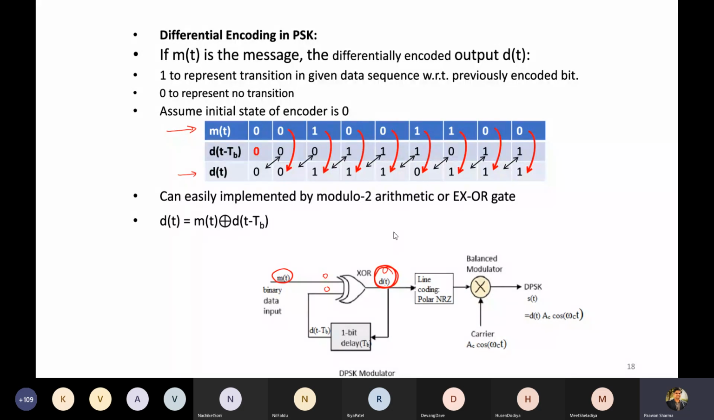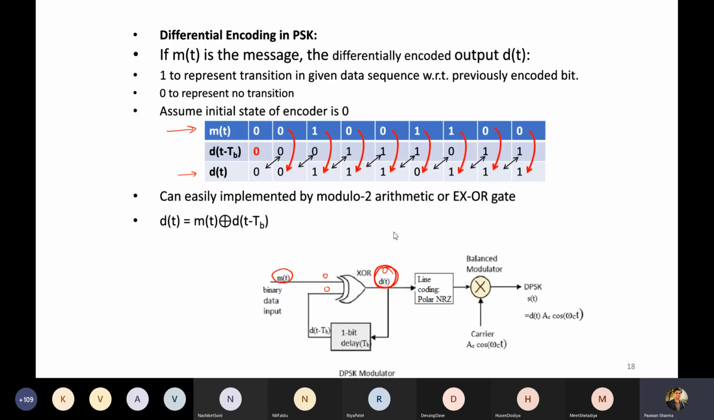Now a bit 1 has come, and according to the definition, my dt, which was earlier 0, now has to change to 1. Okay. Now dt has become 1. Now the next input bit is 0. According to the definition, nothing you have to do, just pass on the same 1, same bit. अगर यहाँ पे 0 होता तो 0 आता, अभी यहाँ पे क्या है? 1. So our output will be 1.